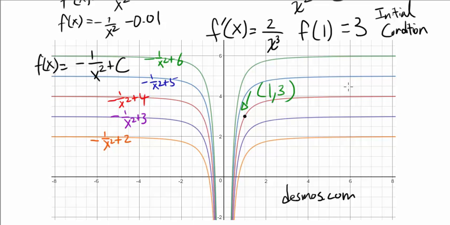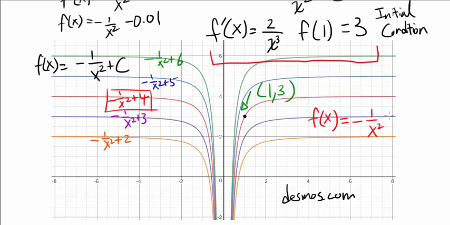Only one of the graphs, in particular negative 1 over x squared plus 4, is going through the point that they gave you. So in this case, if we know f prime of x is 2 over x cubed, and also we know that f of 1 is 3, our f of x is not a family of functions, but one particular function, which is negative 1 over x squared plus 4. And this is called a particular solution, because we only have one solution we are talking about.